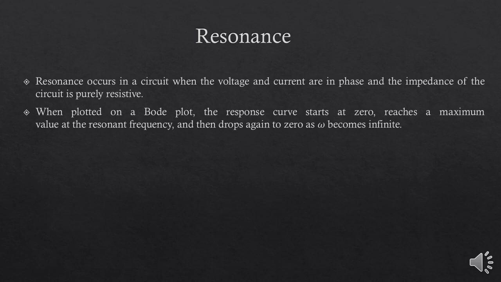Resonance occurs in a circuit when the voltage and current are in phase and the impedance of the circuit is purely resistive. If we plot the Bode plot, the response curve starts at 0, reaches a maximum value at the natural resonant frequency, and then drops to 0 again as the frequency becomes infinite.